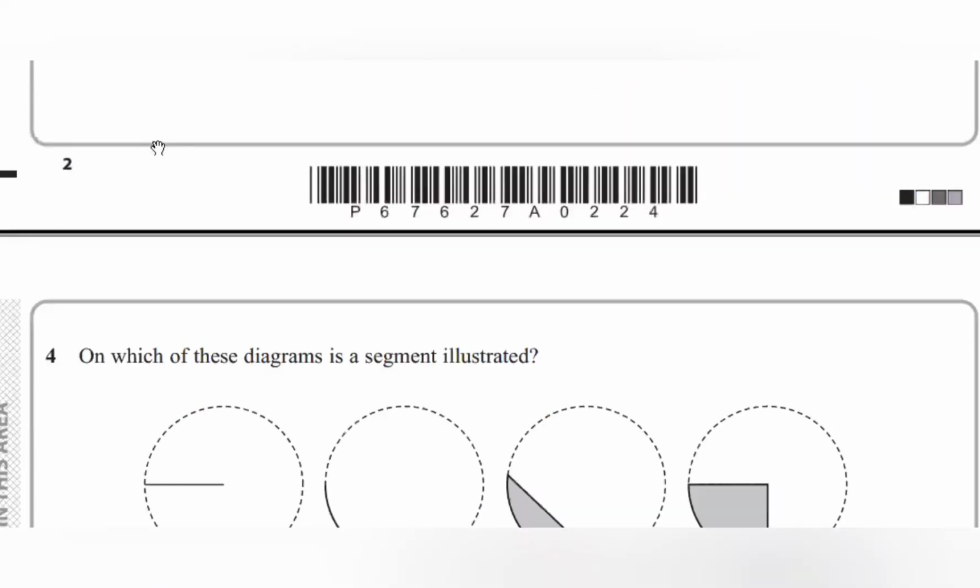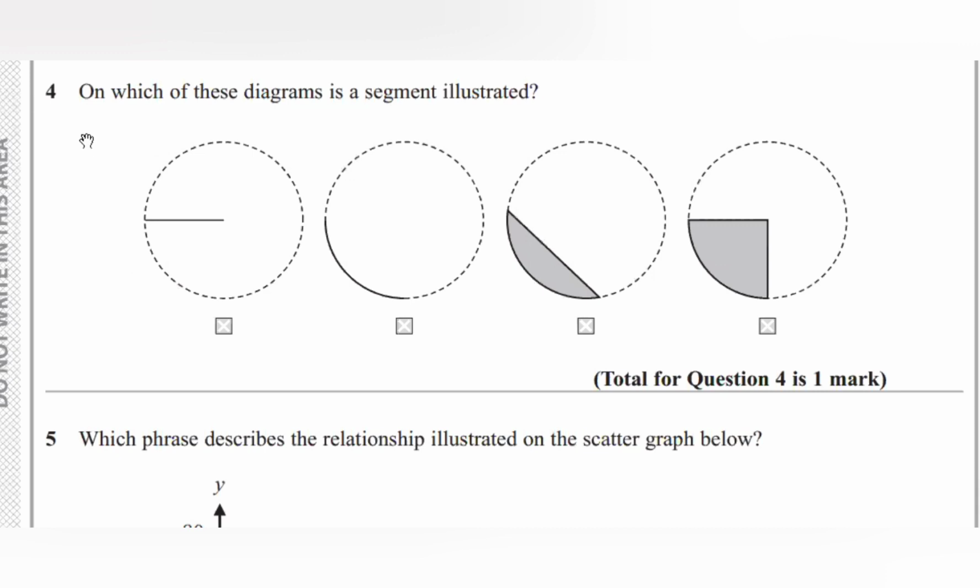Question 4. In question 4, on which of these diagrams is a segment illustrated? Which one of these is a segment? Because we have these here, we have to understand each one of them. We talked about some of them before. I think we talked about all of them.